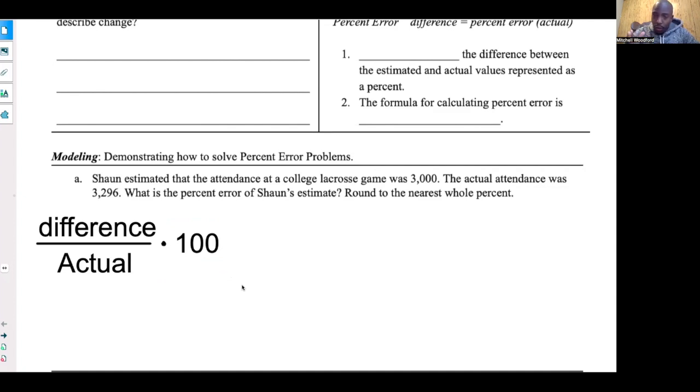This is the same as the formula above. However, it's just written a little bit differently, and I think it's better for us to be able to understand it if it's written like this. All right, so let's do it. First, let's calculate the difference.